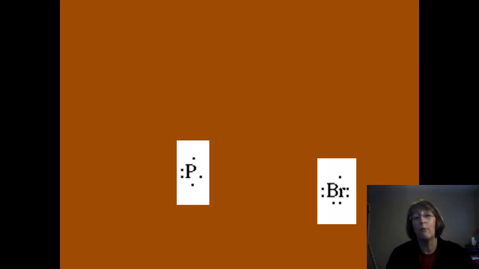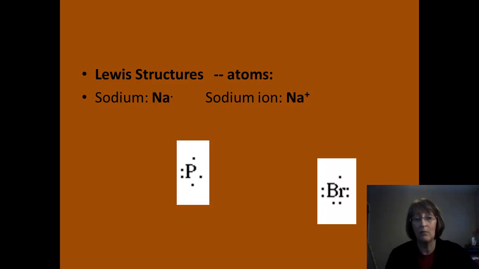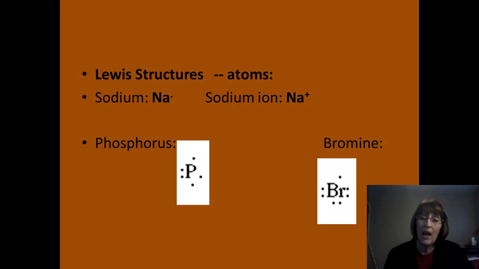Okay, so here we have phosphorus. It has 5 valence electrons, and we have bromine, and it has 7 valence electrons. So here are the Lewis structures for the individual atoms. If we have a sodium atom, we have Na with 1 dot, but remember that sodium is a metal, and it's going to become a cation, which is a positive ion. That means it's going to give that 1 electron away, and it becomes a positive ion. And that's how it's shown, Na with a plus, or it could be +1, or they might put the 1 first and the plus sign after it. Phosphorus, we have the valence electrons shown, and bromine, we have the valence electrons shown.